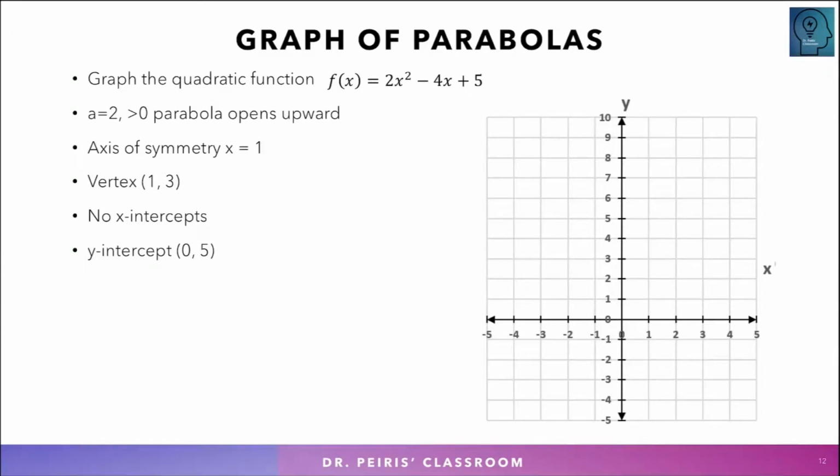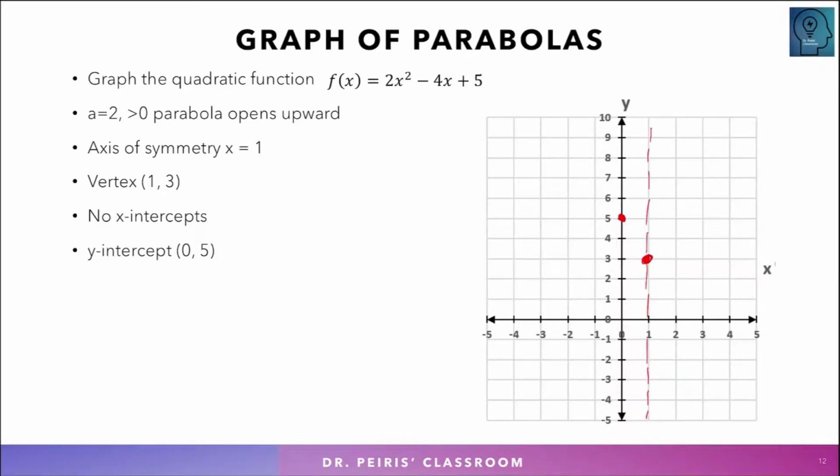Now let's mark the axis of symmetry first. x equals 1. So here is x equals 1. Then we mark the vertex 1, 3. So you see that the vertex is right over here. That is why there are no x-intercepts. And the y-intercept is 0, 5. So we have 2 points.